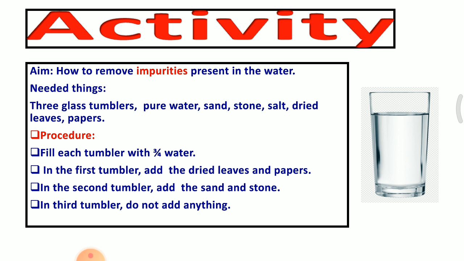Some impurities are present in that water, but we cannot see them. What type of impurities are those? That is bacteria. So bacteria is also one of the impurities. It is present in water, and it is invisible to our eye.